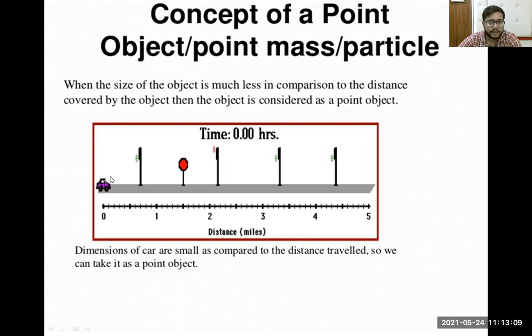Therefore, in order to analyze the motion of this body, we will consider that this car is behaving like a point mass. Therefore, we can say dimensions of a car are very small as compared to the distance traveled by it. So we can take it as a point mass. Or you can say for our basic understanding purpose, we will take all the big objects like a small point mass.